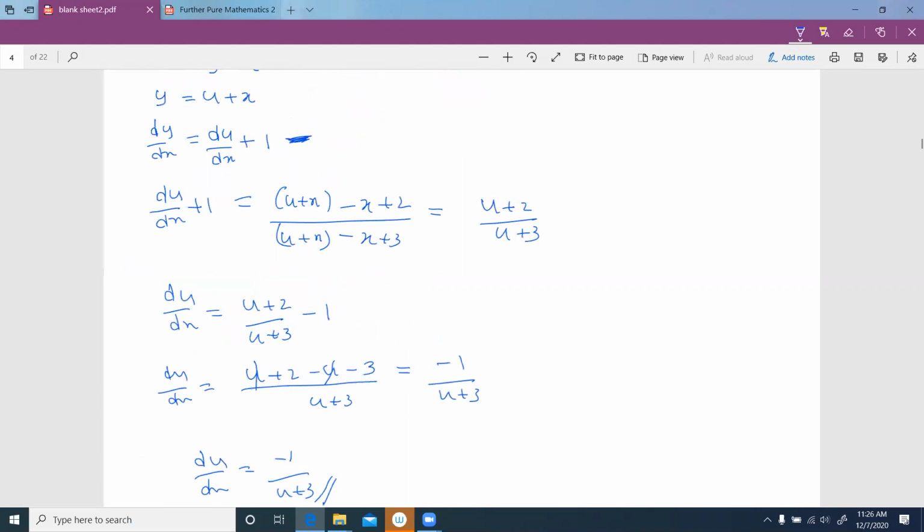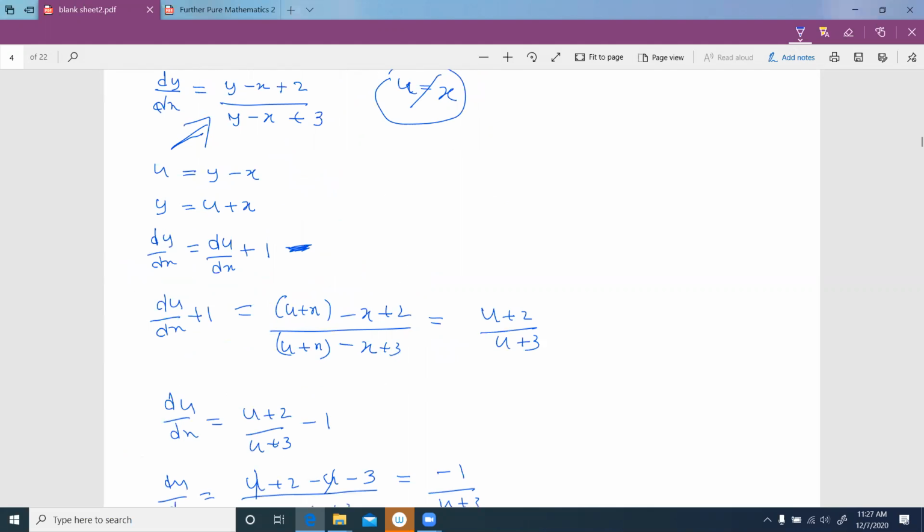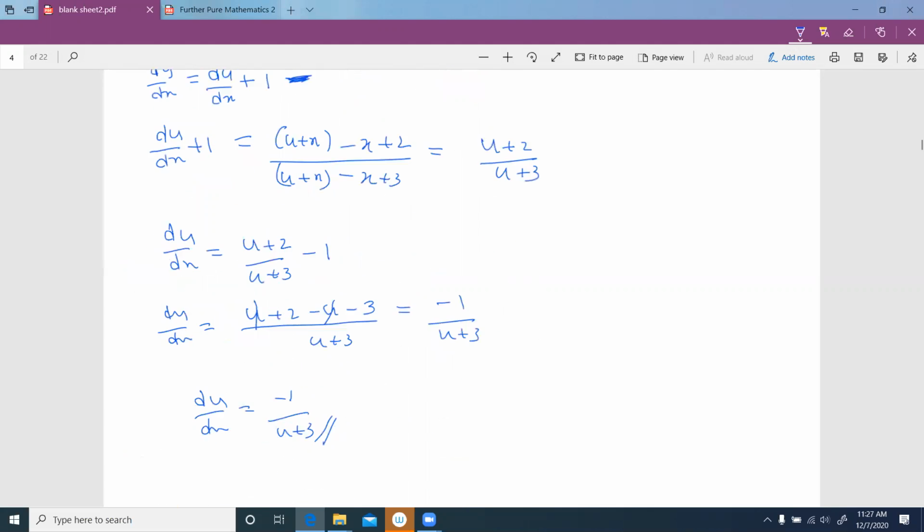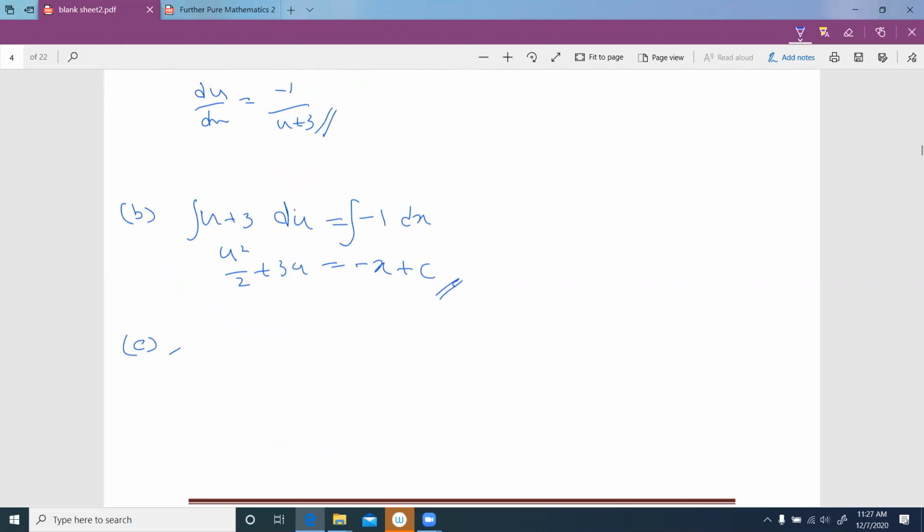Therefore, from here you can write u equals y minus x. So I'll replace it over here: (y minus x) squared over 2 plus 3 times (y minus x) equals minus x plus c. If you simplify this, you can get the answer for y in terms of x. So this is the final answer for this. That's a way of doing this kind of question.